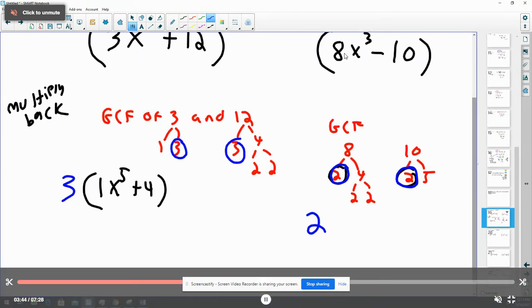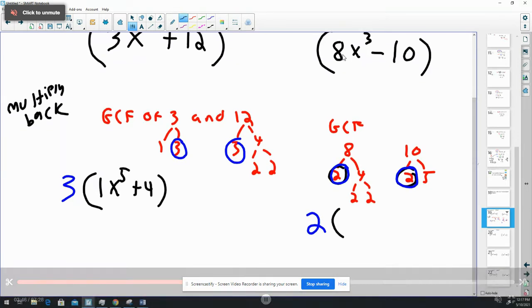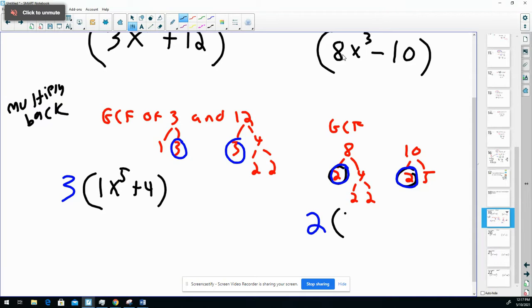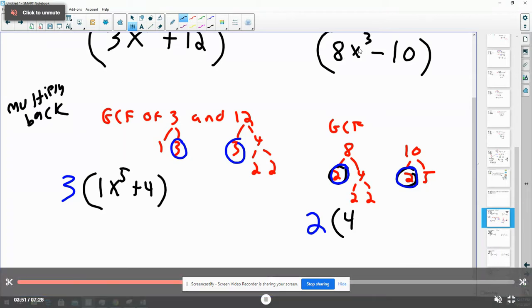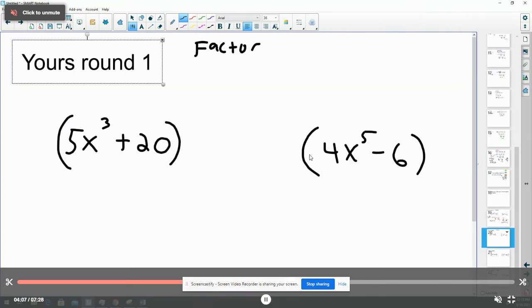So 2 times what gets me 8? That'd be 2 times 4. Okay, x to the third stays x to the third. We can't factor out an x term because this one doesn't have one. And now here, 2 times negative 5 is negative 10. Notice here how we can just keep the minus sign because we factor out the 2. So it's just minus and then 2 times 5 gets me 10. So if you multiply back, 2 times 4 is 8, x to the third, 2 times negative 5 is negative 10.